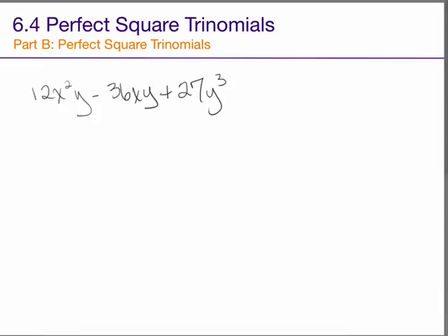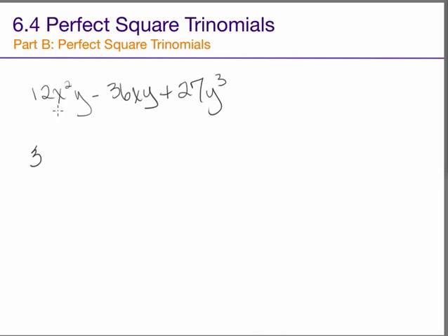This is question number 62 in your textbook. What's the greatest common factor of all three of these terms? Does anything go into 12, 36, and 27? Well, at least 3 goes into all of those. And if that's not big enough, we can check in the next step and see if there's anything else that goes into all three terms.